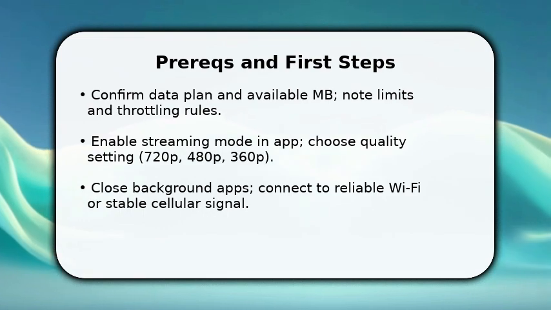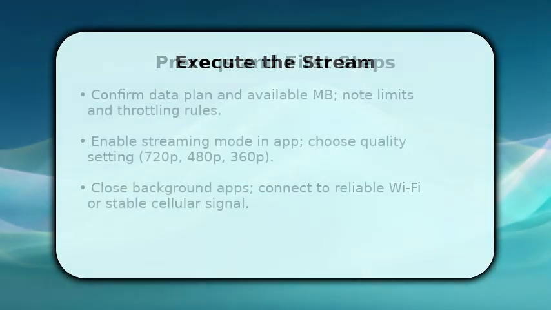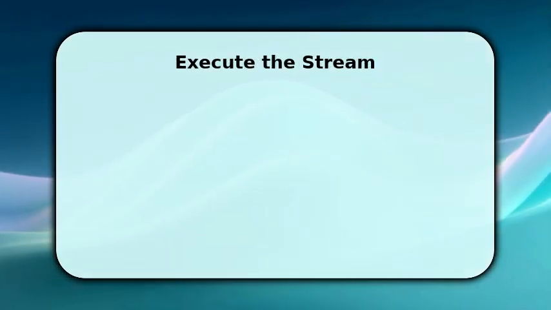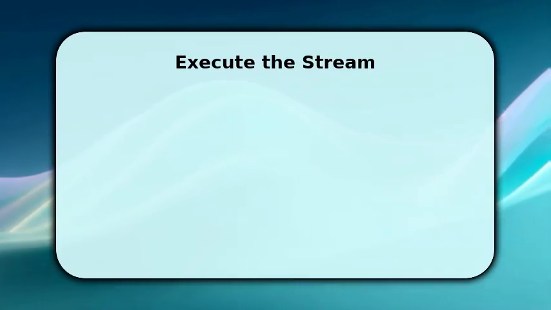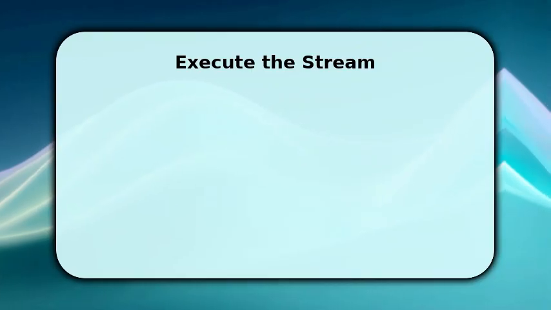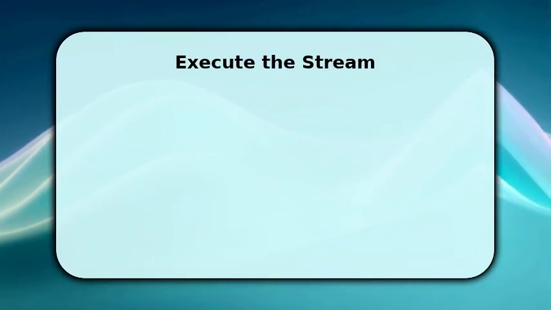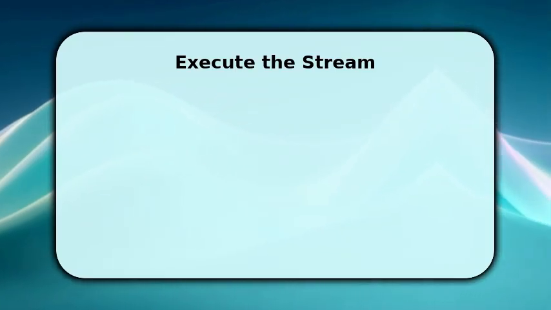You now begin the actual stream. Select the content and allow a short prebuffer to gauge throughput. While streaming, watch real-time MB usage and latency so you can immediately lower resolution if consumption climbs. Use adaptive bitrate when available because it balances quality and data use. Set a local cap or notification at around 80% to avoid cutoff.